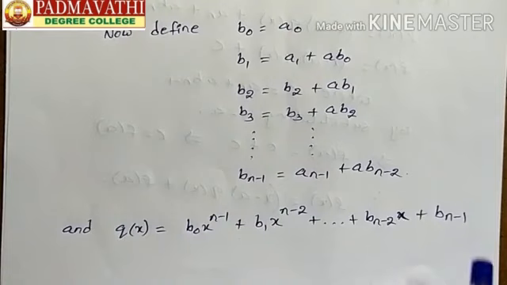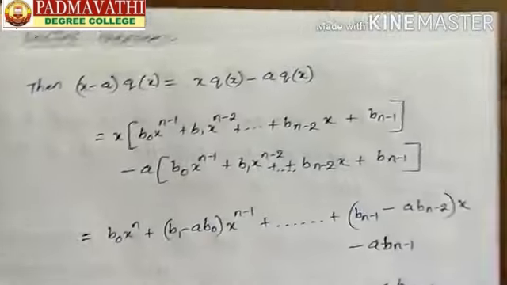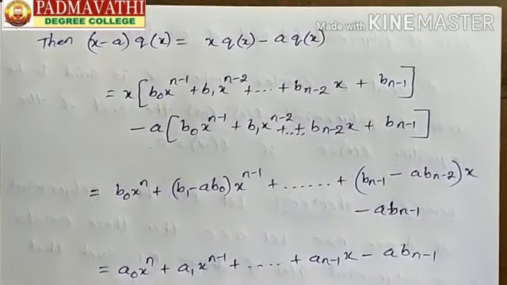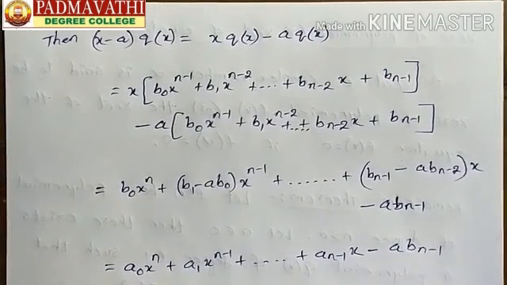Similarly here, the last term in f of x is an. Here it is bn minus 1. One value is reduced here. So f of x and q of x are both now defined. Now consider the value x minus a into q of x.